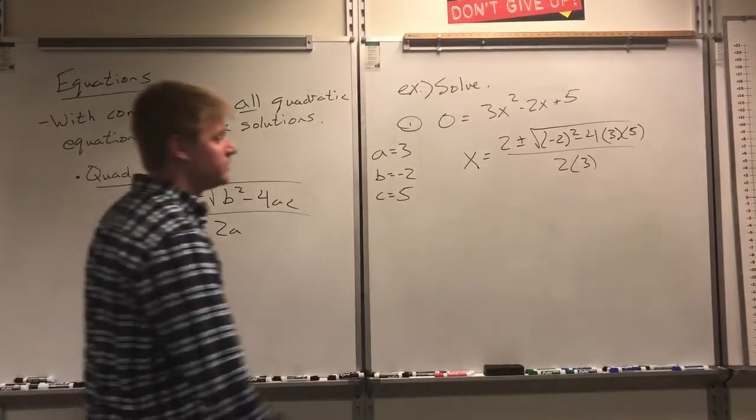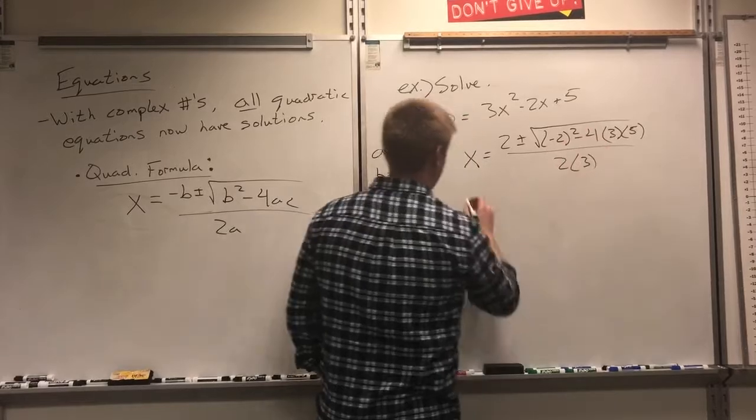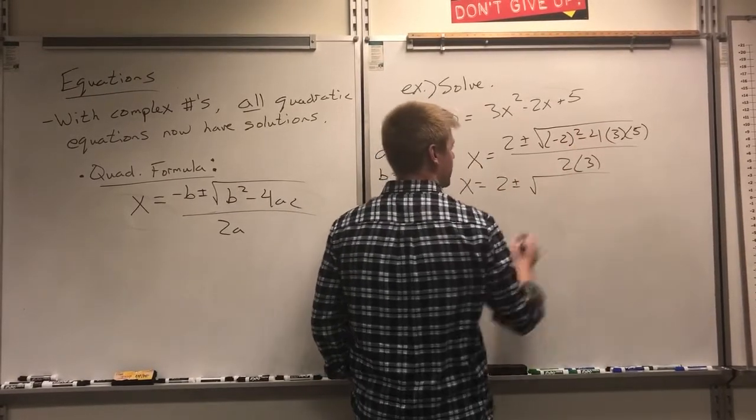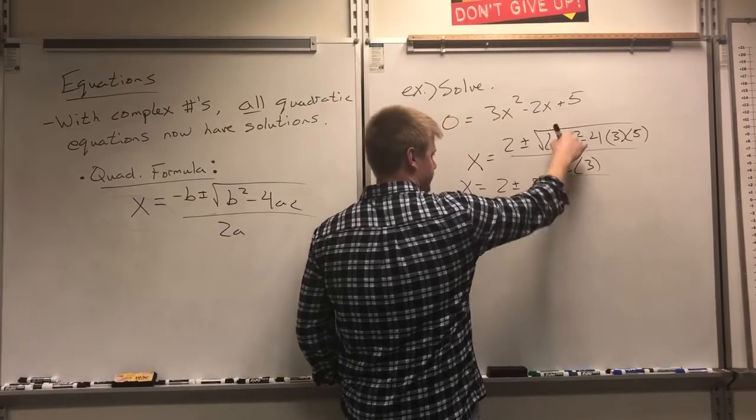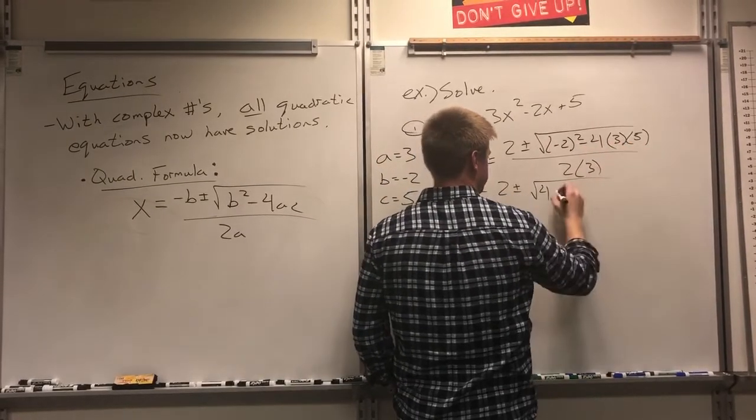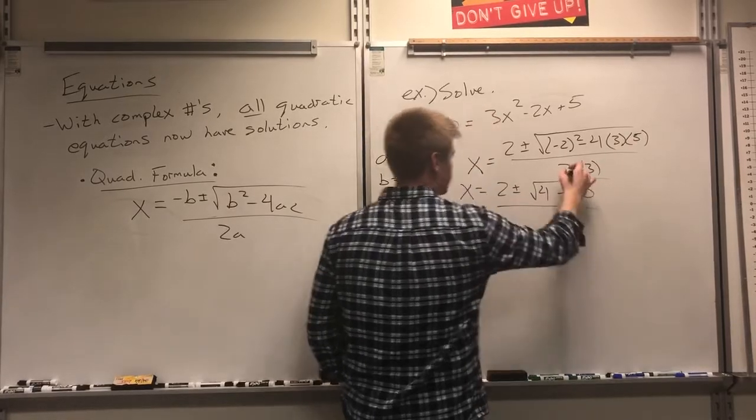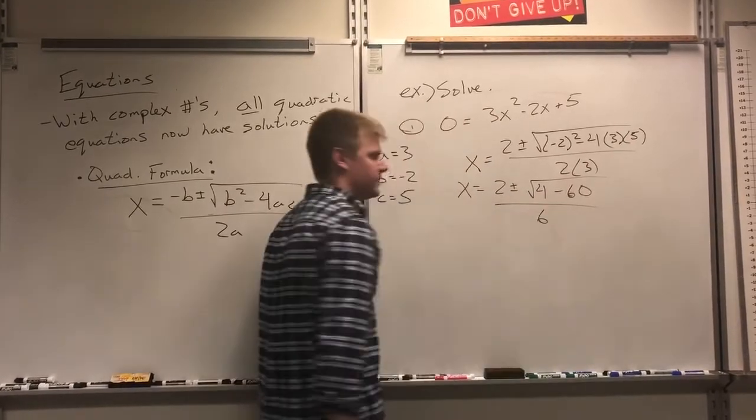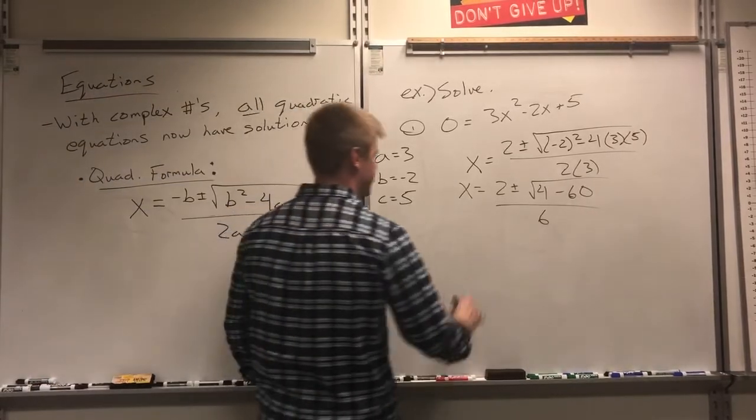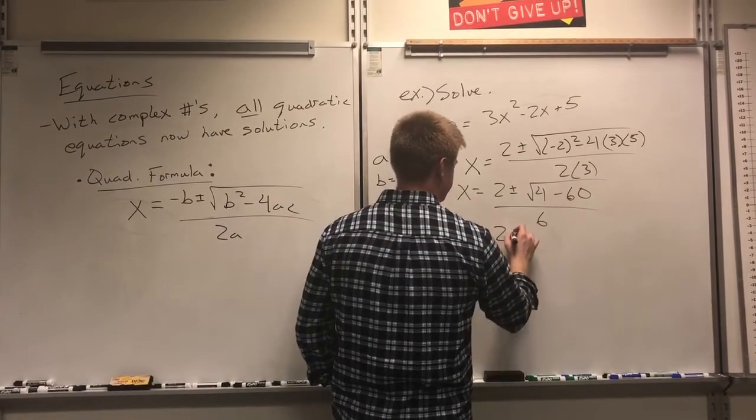First thing I like to do, evaluate and get one number underneath the radical first. Negative 2 squared is 4, always careful. Negative squared is positive. Negative 4 times 3 times 5 is negative 60. On the bottom we can get a value there, 2 times 3 will be 6. So in the radical now, 4 minus 60 will get negative 56.